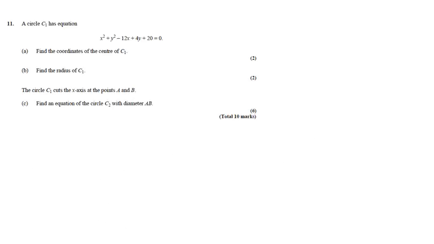Okay, so part C. The circle C1 cuts the x-axis at the points A and B. Find an equation of the circle C2 which has the diameter AB. So let's just deal with the first bit. Circle C1 cuts the x-axis at the points A and B. So anything that crosses the x-axis will happen when y equals 0.